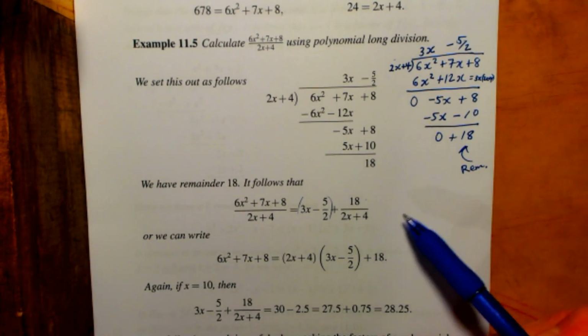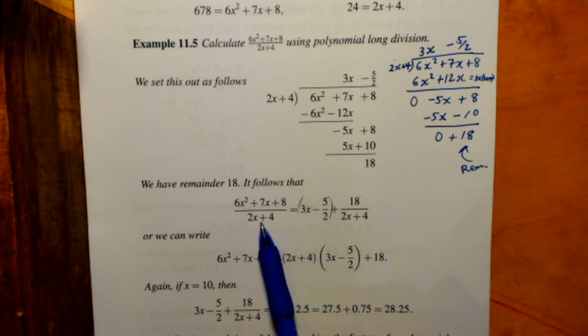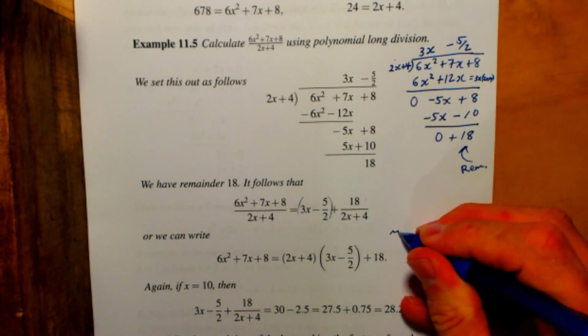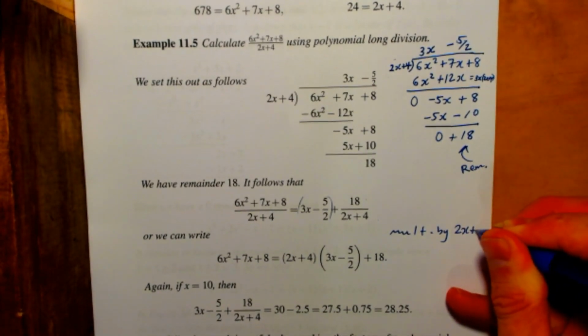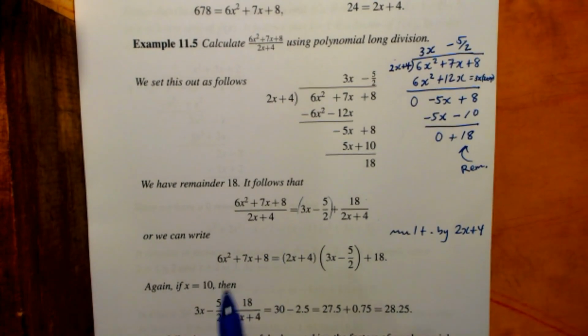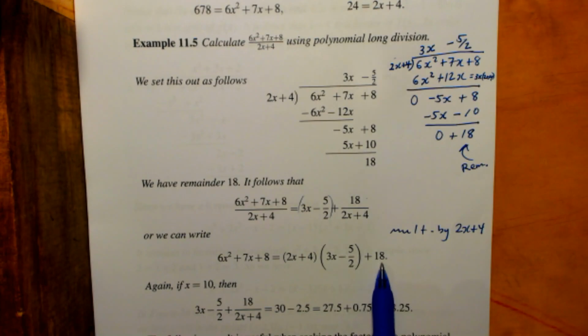Okay, and we can now take this and rearrange it to say that multiplying both sides by 2x plus 4, so we have 2x plus 4 times 3x minus 5 on 2, and this 2x plus 4 would cancel, leaving the remainder 18 there, right?